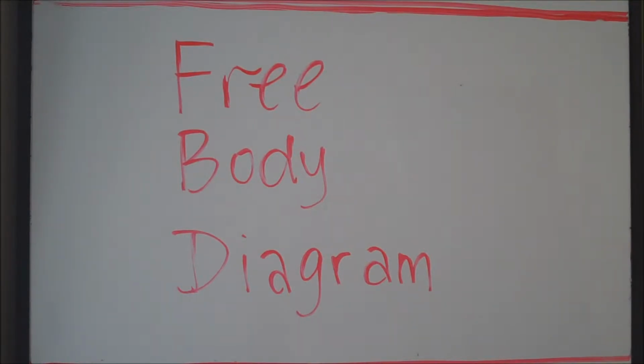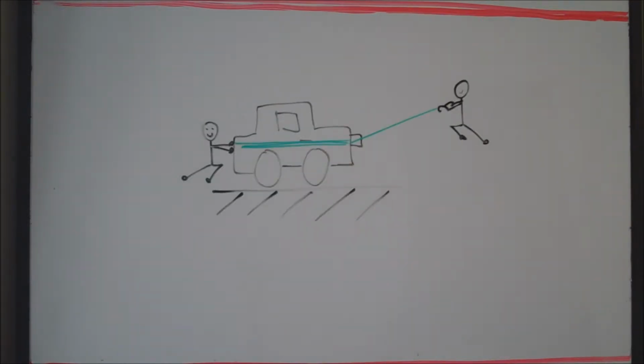Free body diagrams are often used in the study of physics. These diagrams are used to show the relative magnitude and directions of all forces acting upon an object in a given situation. Here is an example of a free body diagram.